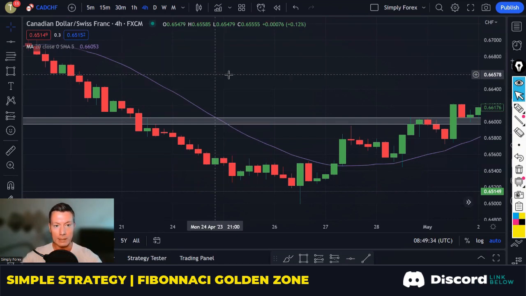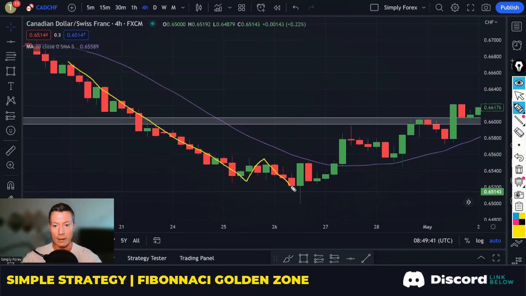Okay, so Canadian dollar, Swiss franc, H4 chart. At this point, you can clearly see we are in a downtrend. But as soon as we break these highs through here, we are in an uptrend. We've had a structure change. We're now in an uptrend. Once we break that structure, we think to ourselves, where could we enter?